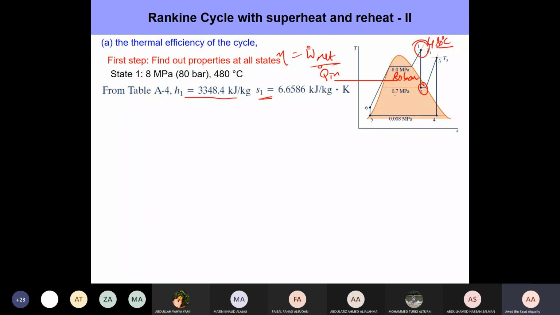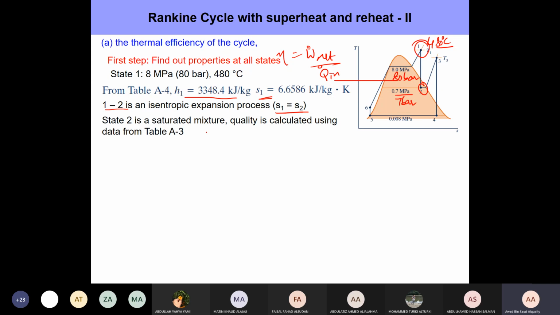Now we also determine S1, or the entropy at state 1, because we want to locate state 2. For state 2, we know the pressure, it's 0.7 MPa or 7 bar, but we don't know anything else. Now we can make use of the fact that it's an isentropic process, right? Which basically means that S1 is equal to S2, and then use this to determine the quality at state 2.